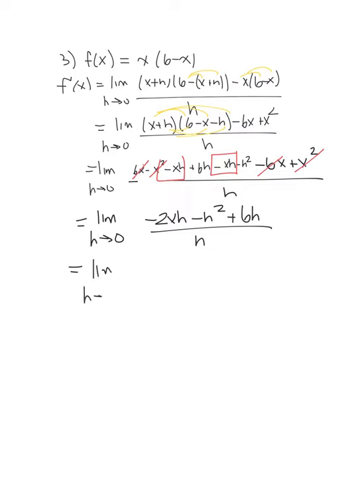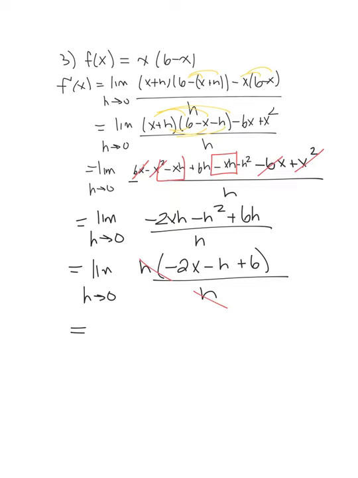So I am able to factor out that h. So h times negative 2x minus h plus 6, all divided by h. Now I'm able to cancel that out, and in this next line, I am actually able to substitute in the h of 0 and get my derivative.